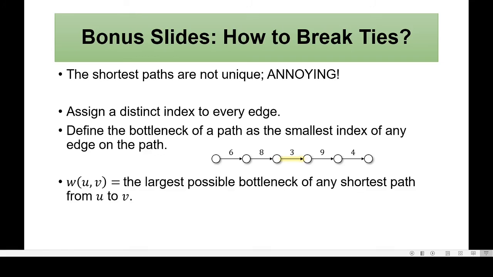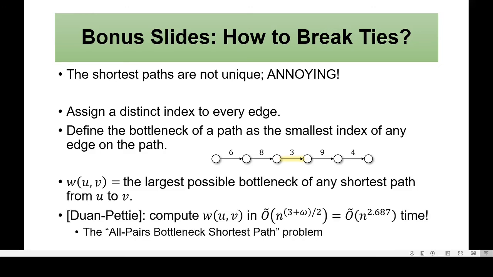We define WUV as the largest possible bottleneck of any shortest path from U to V. So there may be many different shortest paths from U to V, and we pick the shortest path with the largest bottleneck. We denote WUV as the bottleneck of this shortest path. Duan and Pettie showed that the values WUV for every pair U, V can be computed in subcubic time, and this problem is called the all-pairs bottleneck shortest path problem.